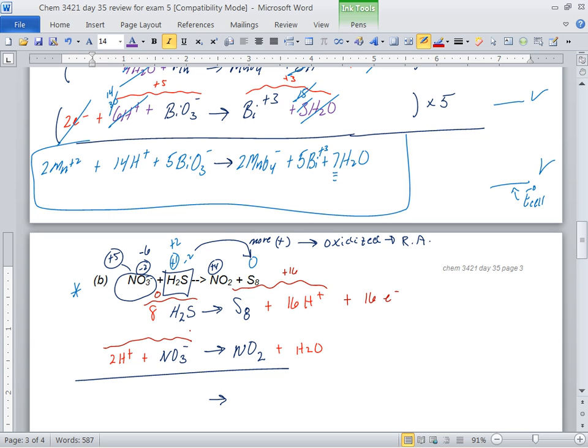So 2 H's, 2 H's. I'm going to have a +1 over here, 0 over there. So it's only 1 electron then, to get the same charge on both sides.